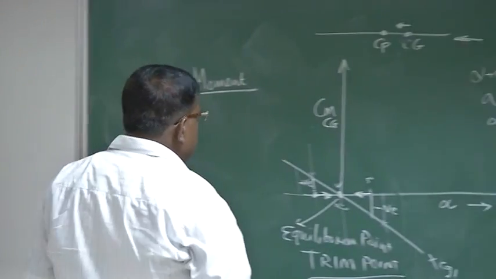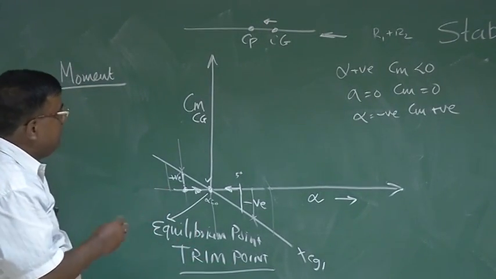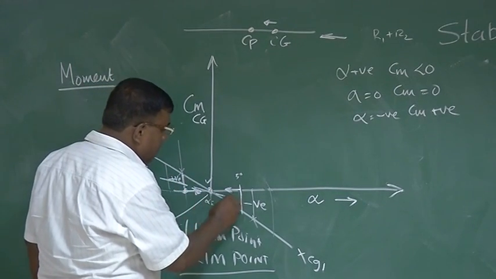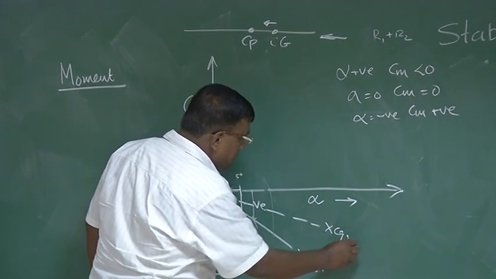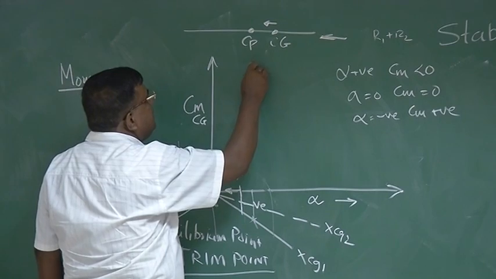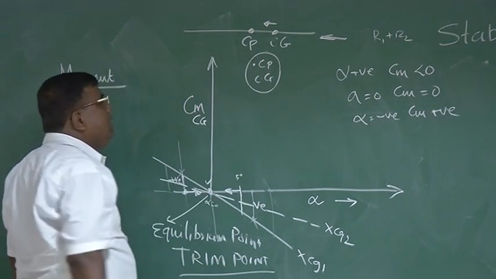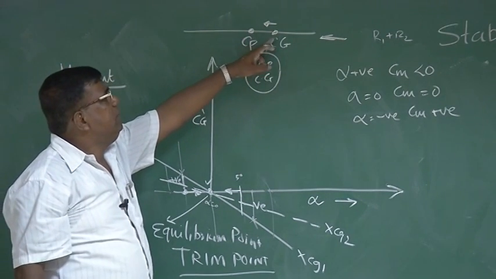So what will happen? As I am moving Cg backward, this slope will try to flatten out. And there will be a point when this CP and CG come to the same point, that is they coincide. So I am moving this here.